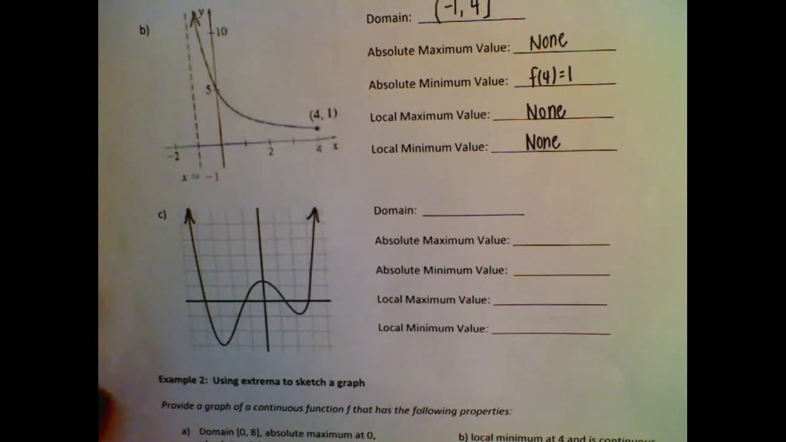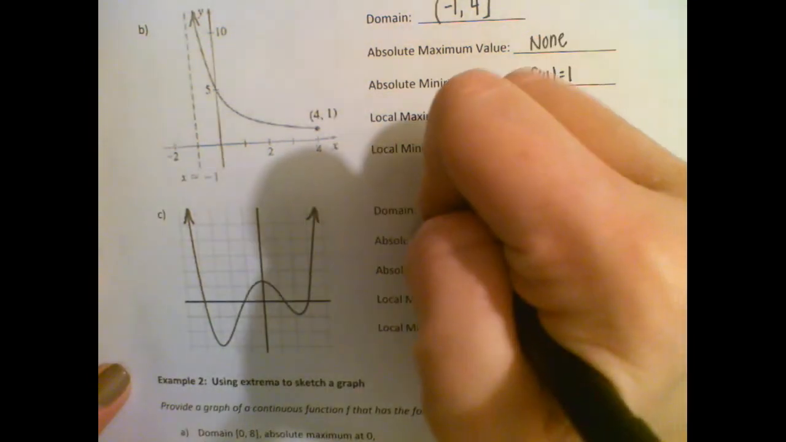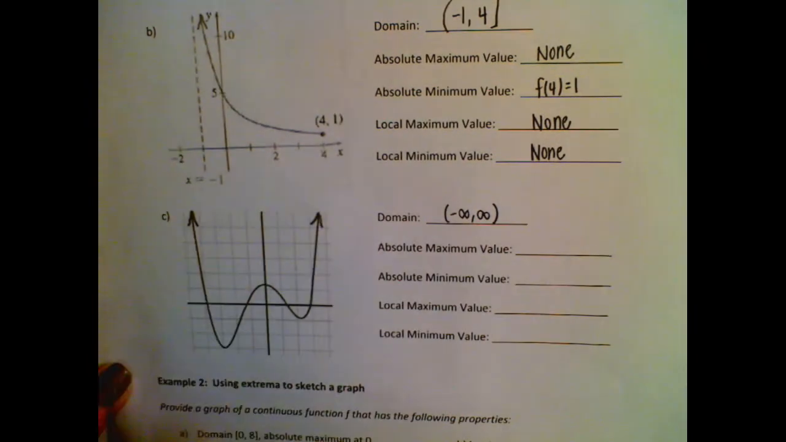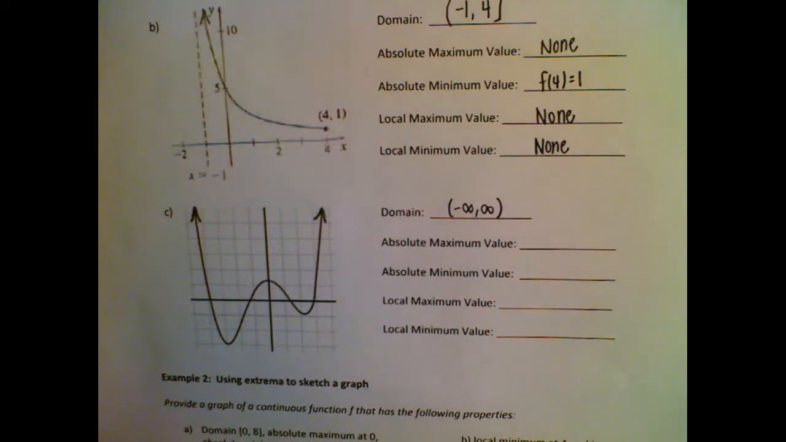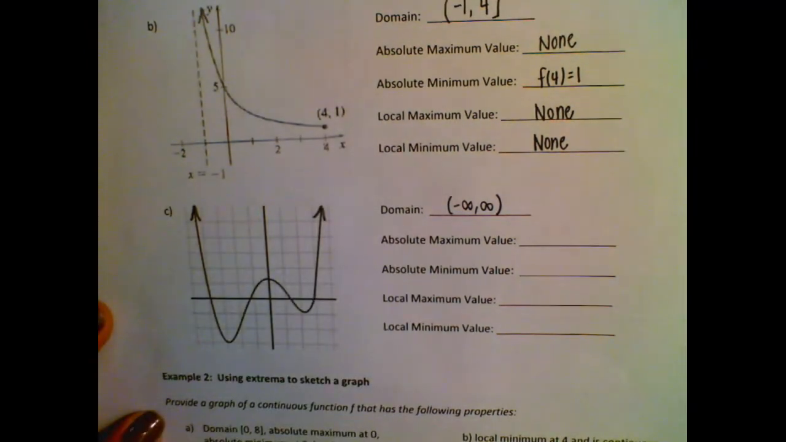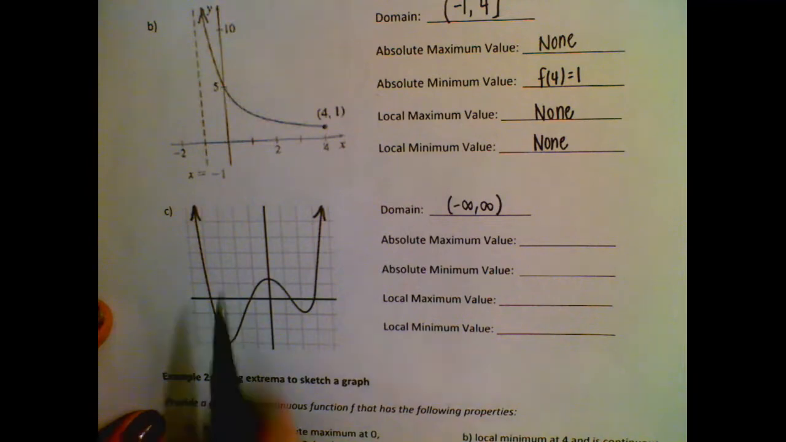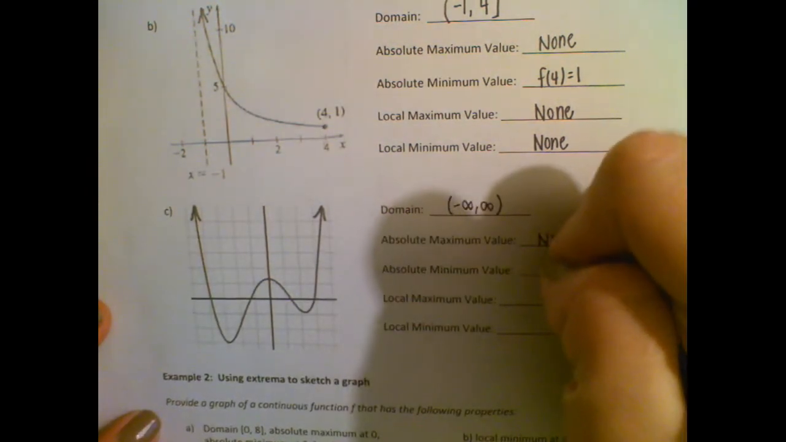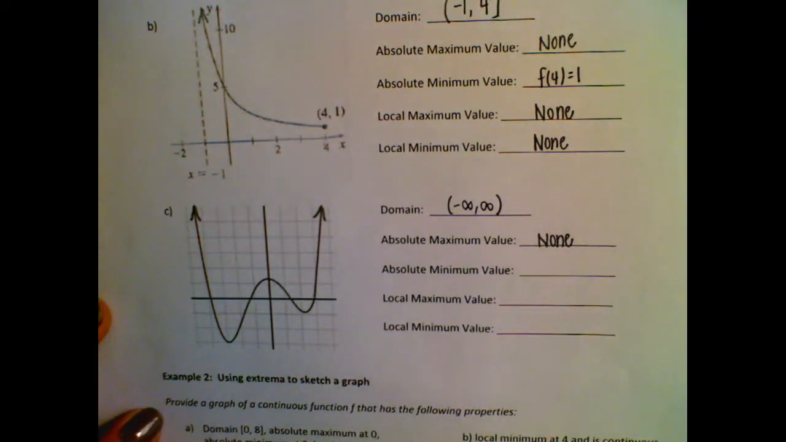All right, and we'll look at one more. So C, our domain here, is actually negative infinity to positive infinity because our graph is going to continue to go outwards as the domain gets really negative or really positive. Again, similar to the last graph, you'll notice that our graph is going to continue to increase. So we are not going to have any absolute maximum values. There's not going to be a highest point anywhere on this graph.